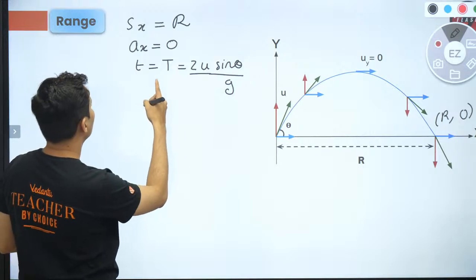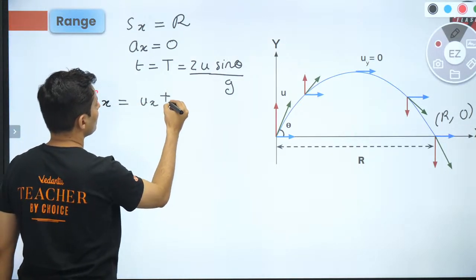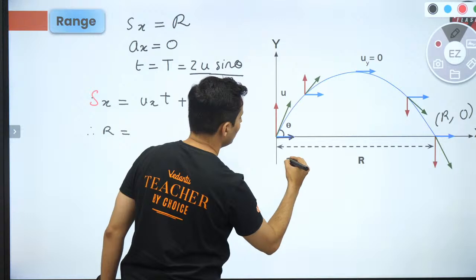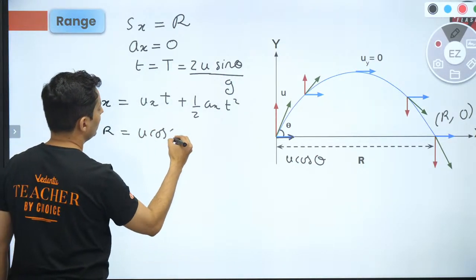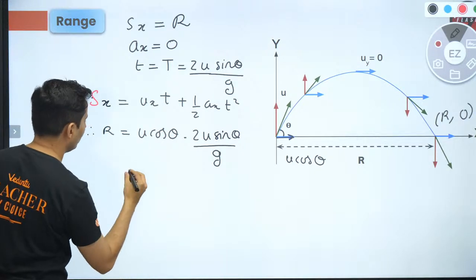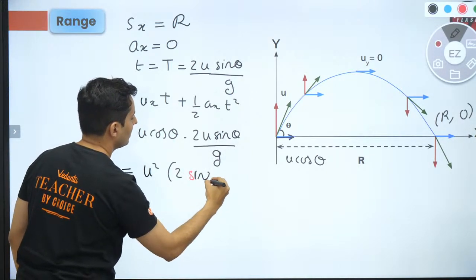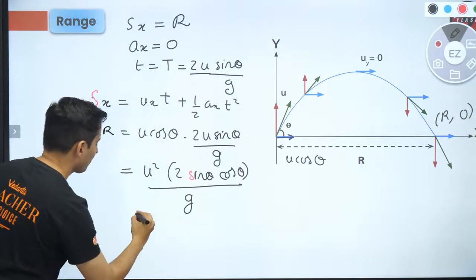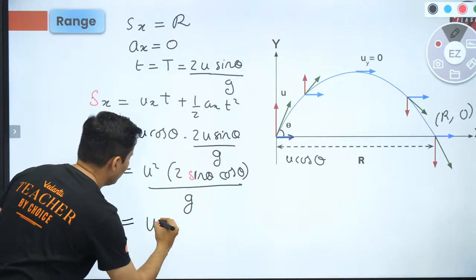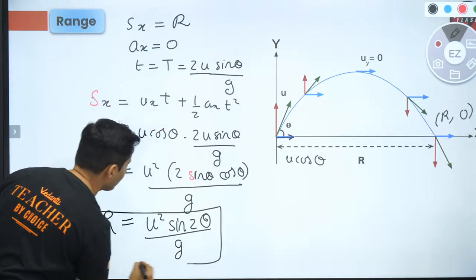Now, what will you do? Sx, Ax, T, I think that's it. So using Sx is equal to Ux T plus half Ax T square. Sx is range. Ux will be u cos theta, guys. And that will be u cos theta into time. Just substitute 2u sine theta by g. Let's collect few terms. I'll collect u square first. U is here as well as here. And I have that 2 and that sine theta as well as cos theta together. And that divided by g. And that's it. 2 sine theta cos theta is a formula which you would have studied in maths. Else you will study it later on. Don't worry, in trigonometry. It is sine 2 theta. So it is sine 2 theta by g. That's the formula for range. So r is u square sine 2 theta by g.